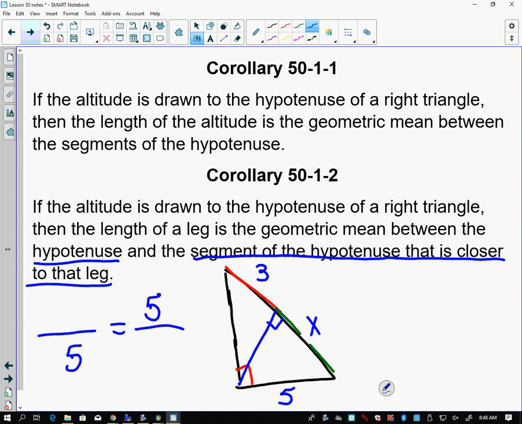No, it's not 7, because I don't know that this is 4. It's 3 plus x. Not 3x, because we didn't take 3 times 4 to find the hypotenuse. We took 3 plus 4. So it's 3 plus x, and then 5 over x. So here I'm going to distribute, and I'm going to get x squared plus 3x equals 25. I'm going to solve for x from there.